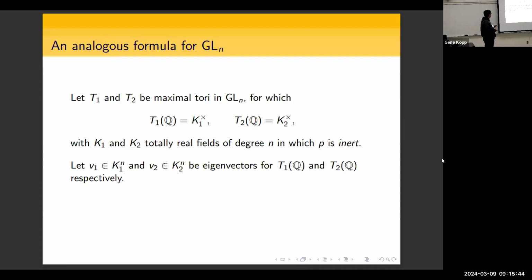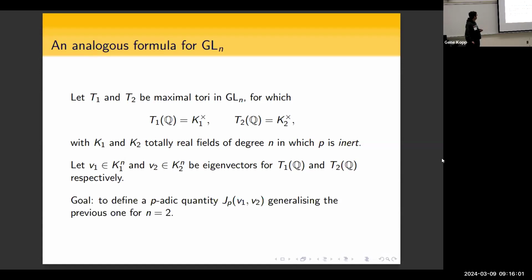Okay, so if I have two such tori, well, I can diagonalize them. So I have vectors v1 and v2 in K1 to the n and K2 to the n, which are eigenvectors for T1 of Q and T2 of Q respectively, for these two torus actions. So I fix two such eigenvectors. Of course, for each torus there are n to choose from, and I just choose one in some way. And the ultimate goal then is to define a p-adic quantity, which generalizes the one in the previous slides, which I had for n equals 2.